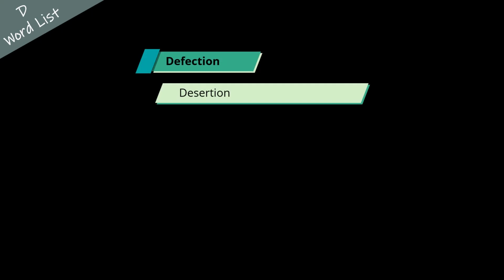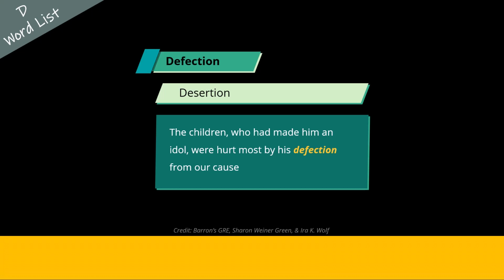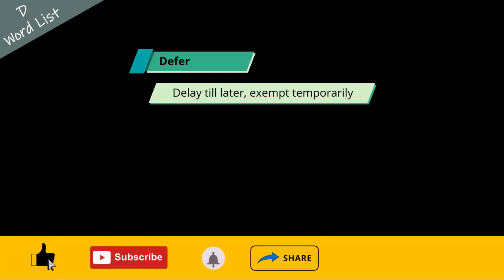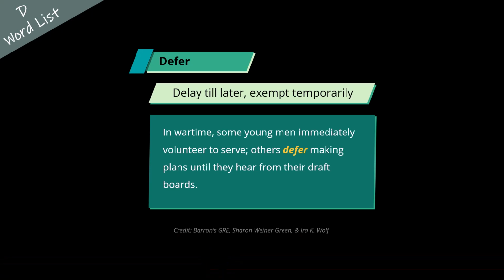Defection means desertion. For example, the children who had made him an idol were hurt most by his defection from our cause. Defer means delay till later, exempt temporarily. For example, in wartime, some young men immediately volunteer to serve, others defer, making plans until they hear from their draft boards.